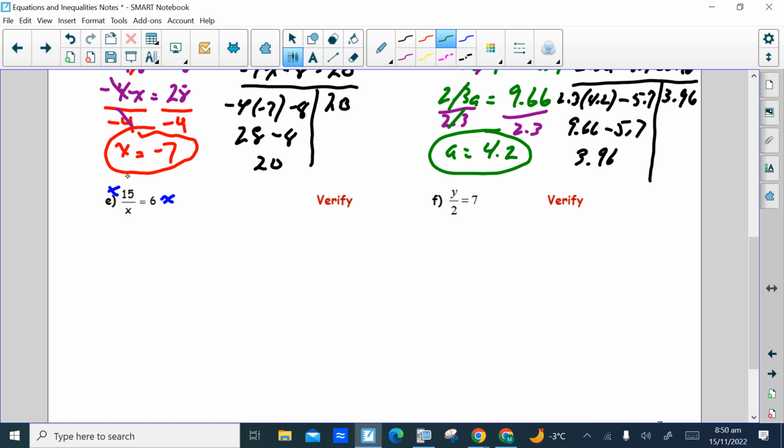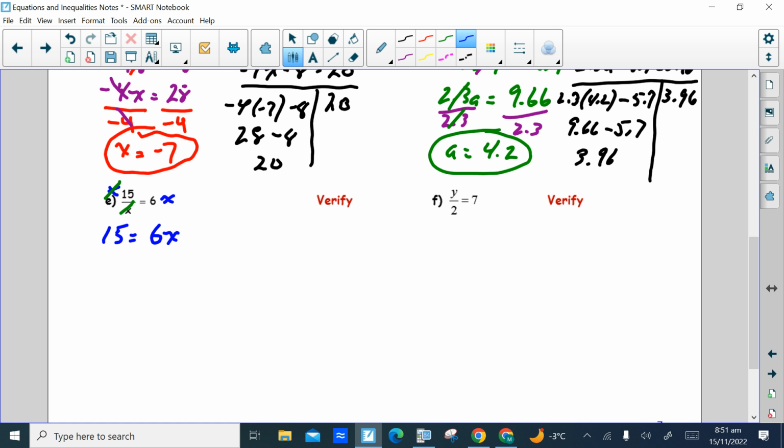And what happens on the left side is that the x's cancel. x divided by x is 1. You'll get 1 times 15 or just 15 on the left. And on the right, you have 6x. On the right side, you multiply the 6 by the x. That gives us 6x. And now we want to get x by itself. How do we do that, Katie? How do we get x by itself?